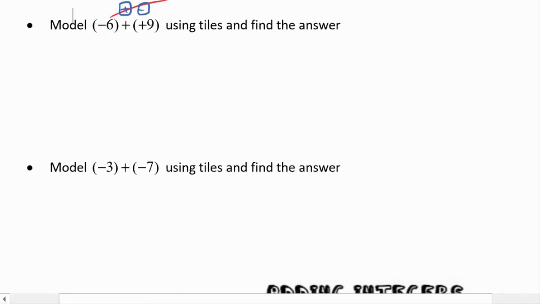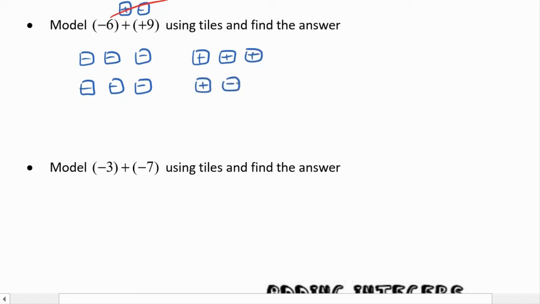Okay, now we're going to model negative 6 and positive 8. So let's put 6 negative integer tiles and 9 positive tiles.